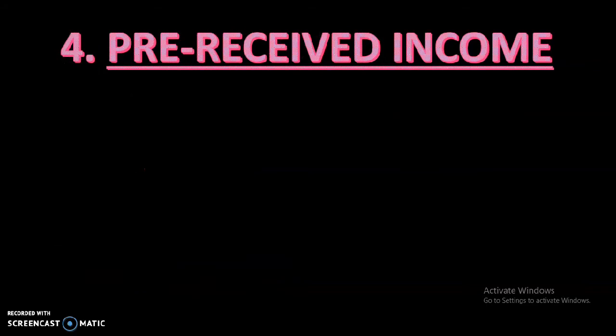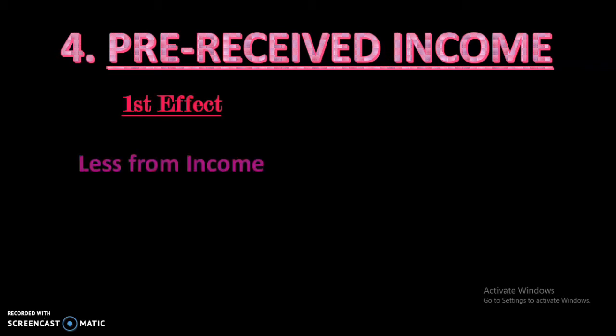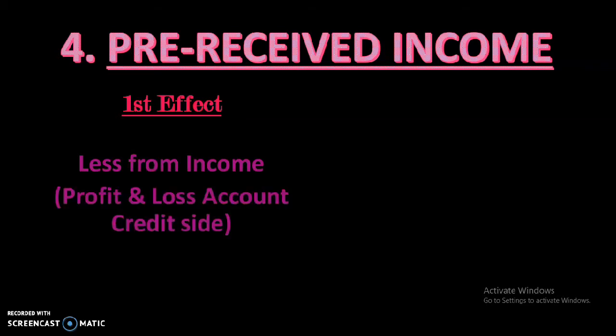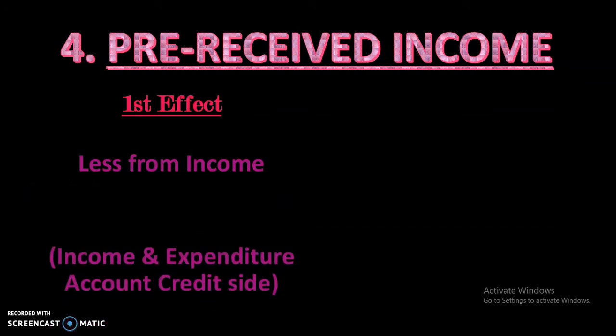Then the next adjustment is for pre-received income. Pre-received income, income received in advance. So advance we minus from the income. The first effect, less from income. What did we do in trading concern final accounts? We less it from income on the credit side of profit and loss account. Now we will minus it from income on the credit side of income and expenditure account. And the second effect, we write it to the liabilities.